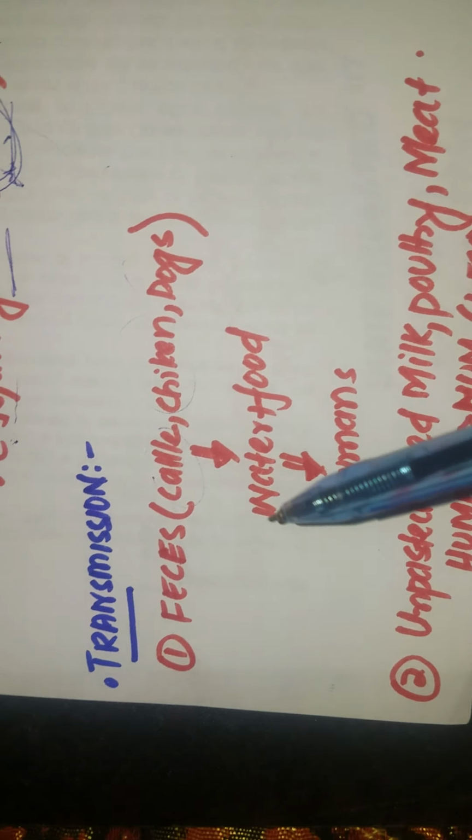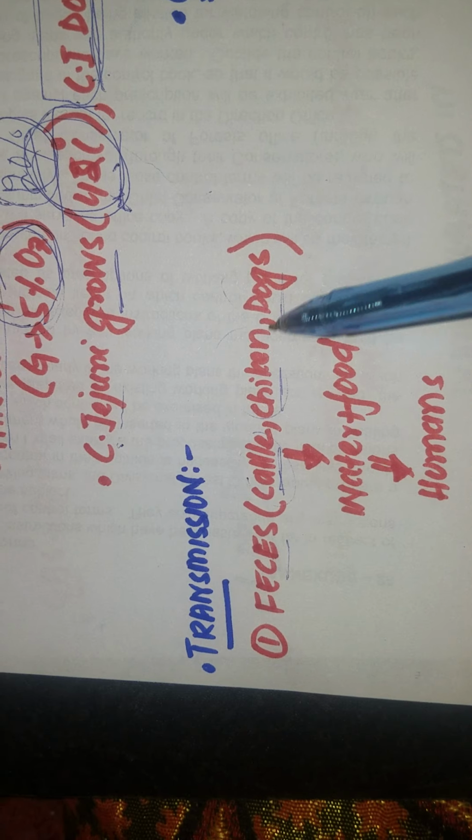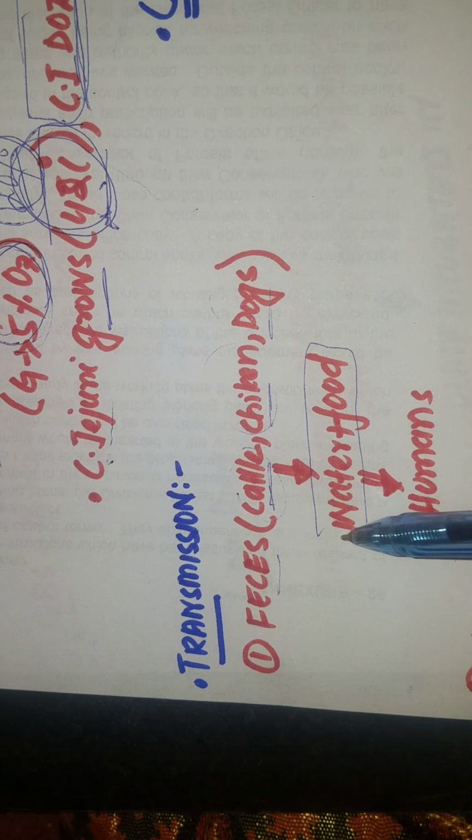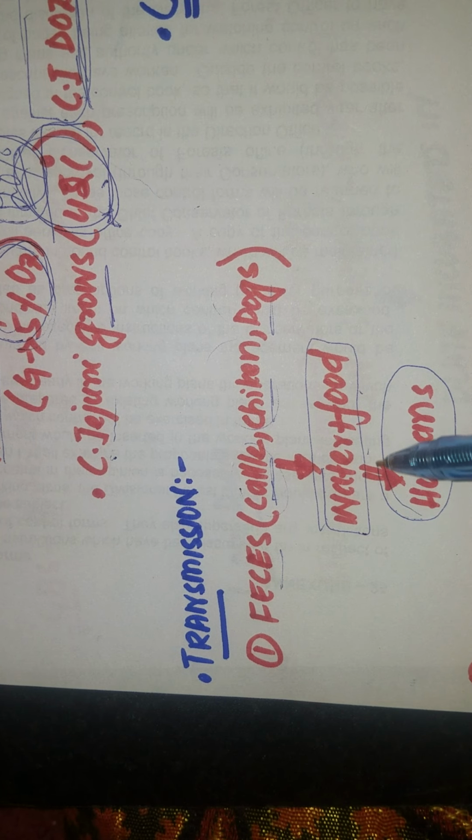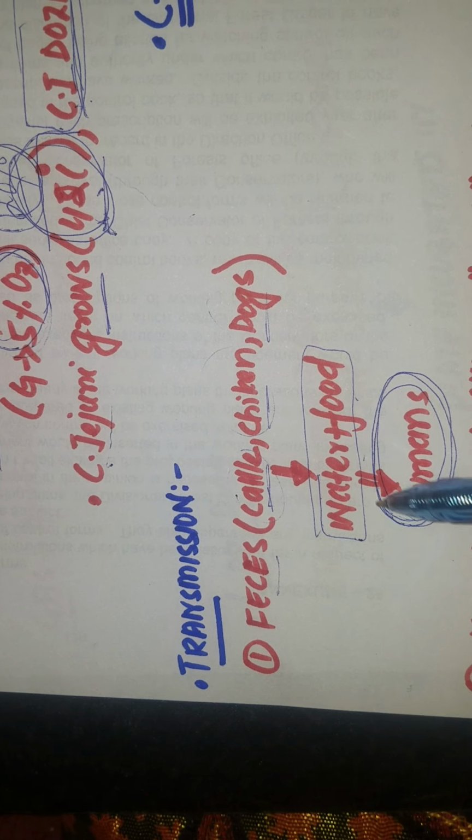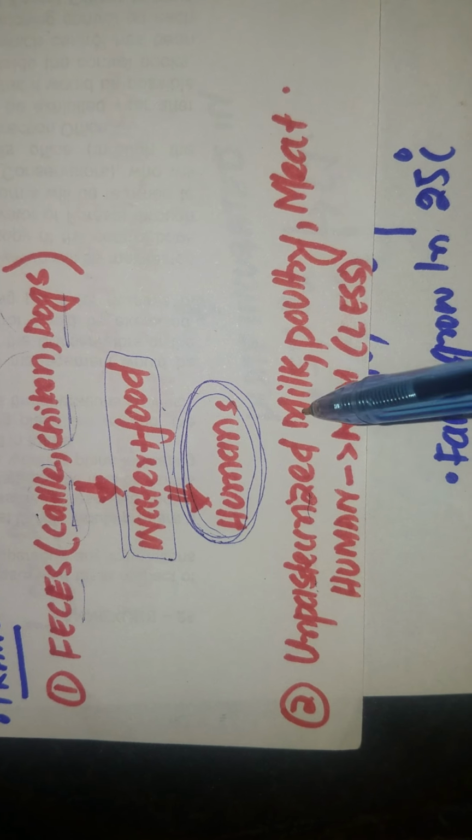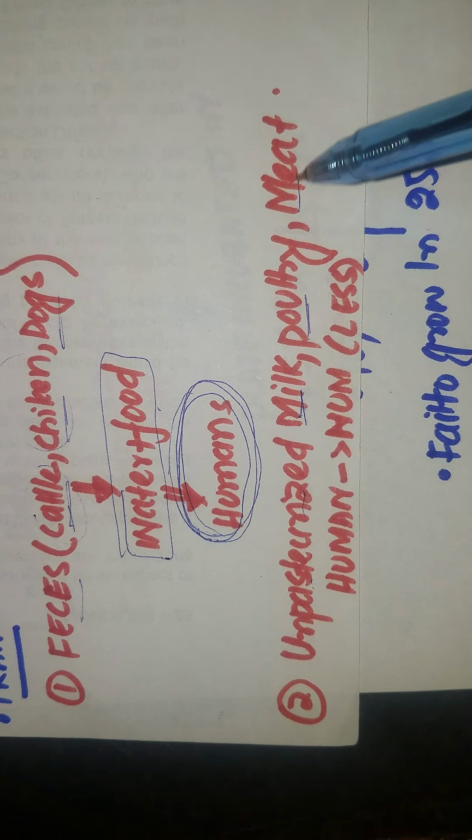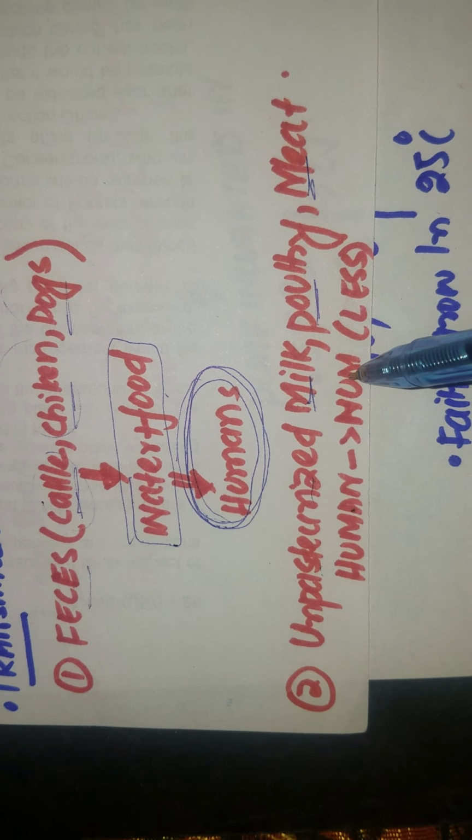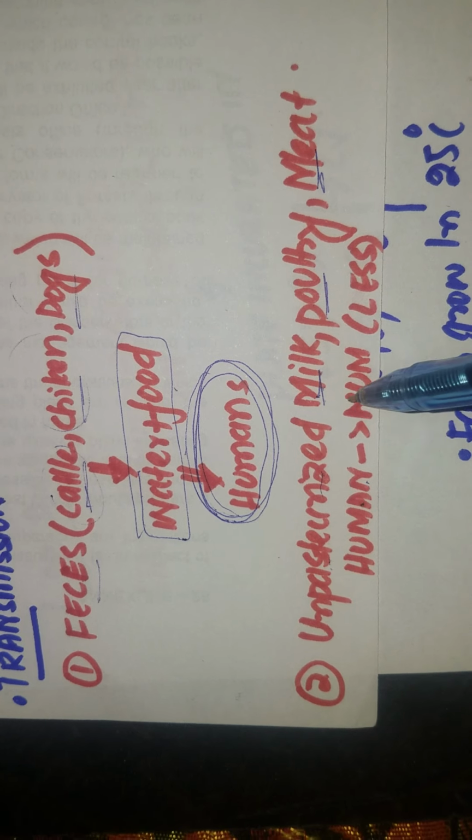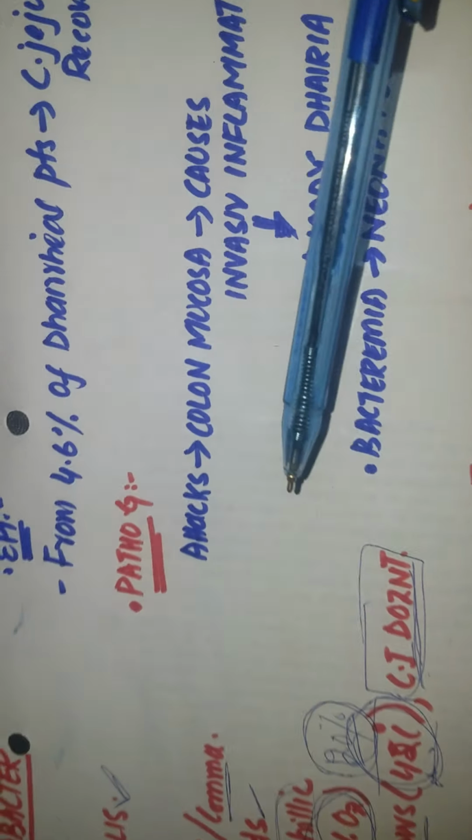Coming toward the transmission, basically the feces of cattle, chicken and dogs first contaminate the water and food, and through this contaminated food and water the organism enters into the human and causes the disease. The second main source is unpasteurized milk, poultry, meat, etc. From human to human, the transmission is less as compared to animal to human.